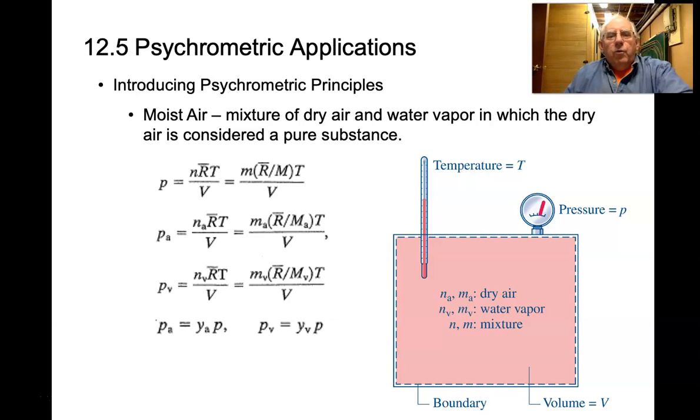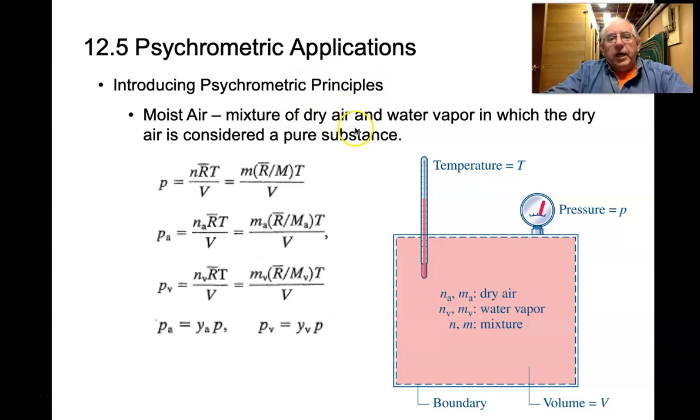Okay, we're now ready in this particular chapter to look at a special case involving a mixture of two gases that we'll be treating as ideal gases. And this particular mixture is the mixture of air, what we will refer to as dry air, with water vapor.